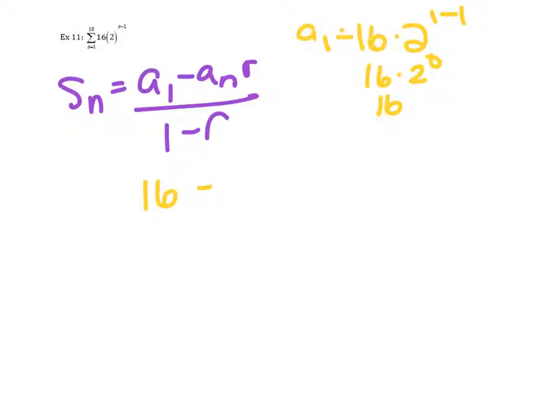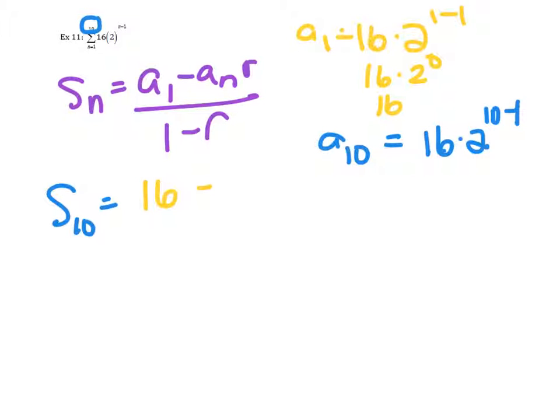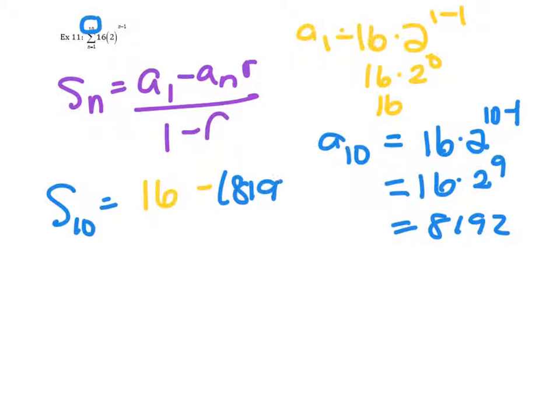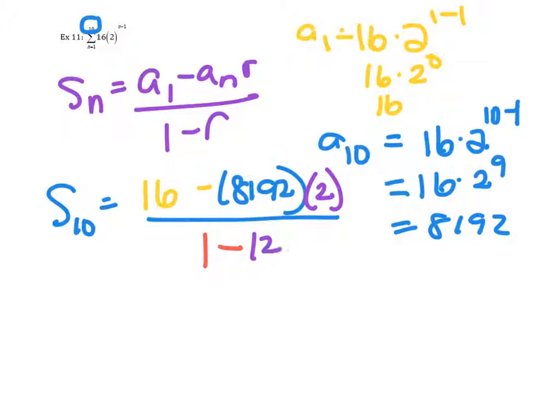My a sub n is, basically, you're going to have to plug in 10. So a sub 10, because I'm looking for the sum of 10 terms. 1 to 10 is 10 numbers. So I'm looking for my last term. Think of a sub n as your last term. That is 16 times 2 to the 10 minus 1. That's 16 times 2 to the 9th, which is going to give us 8192. My ratio is 2. I'm going to put it all over 1 minus my ratio of 2.